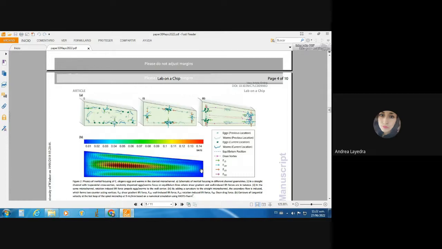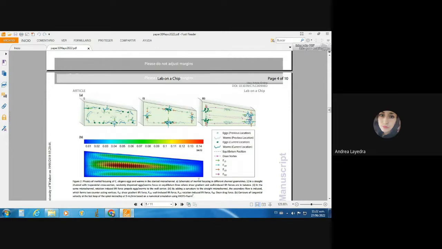The eggs focus near the inner region on this side, and the worms approach the outer wall through the secondary flow. And thus the worms retain their focusing positions near the outer wall. And here note that the magnitudes depend on the shape and size of eggs and worms and are the dominant force components.